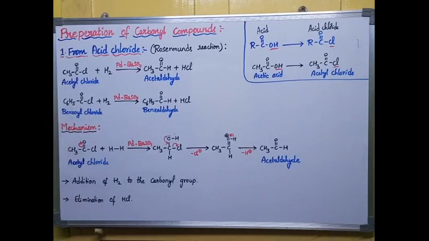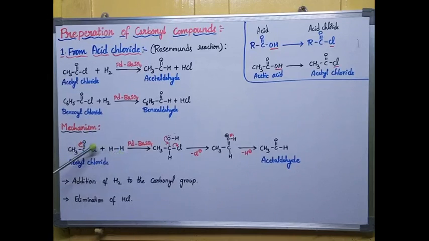So let us see the mechanism of the reaction. I'm taking acetyl chloride first, and to this I'm adding H2 in the presence of palladium and barium sulfate. This catalyst helps to add the H2 molecule. So I'm shifting this C=O bond towards oxygen. You know, oxygen is a more electronegative atom, so it gets a negative charge and carbon gets the positive charge.